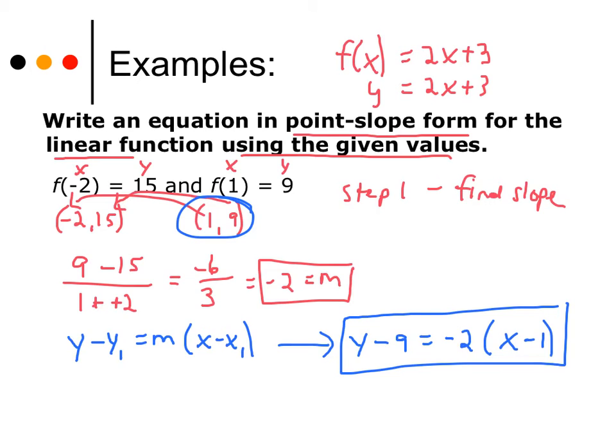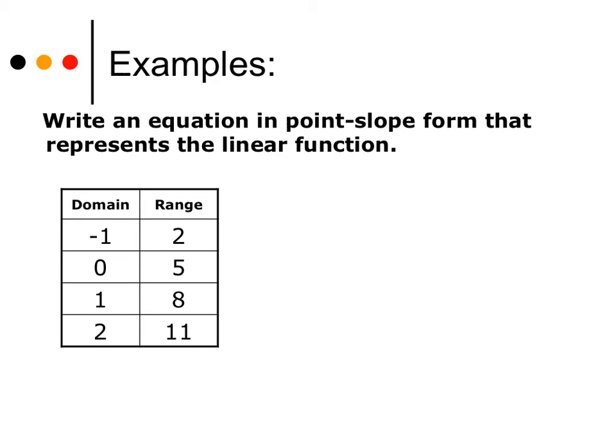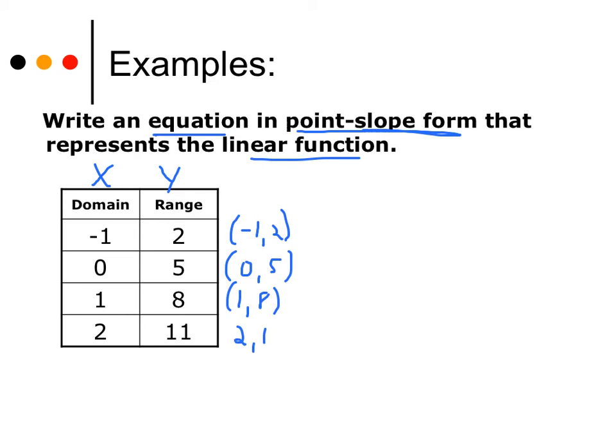Okay, they're going to show this to you in different ways, so let me show you another way they will give it to you. Now they give you an example with a table, and they say write an equation from this table in point-slope form that represents this linear function. So remember, when they give you a table, they're giving you x and y's, which means they're giving you 4 points. That's a point, that's a point, that's a point, and that's a point. So we have these 4 points. Now, all we need to do is find slope. Remember, step 1 is find slope.